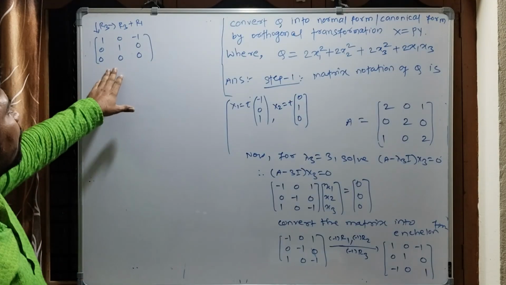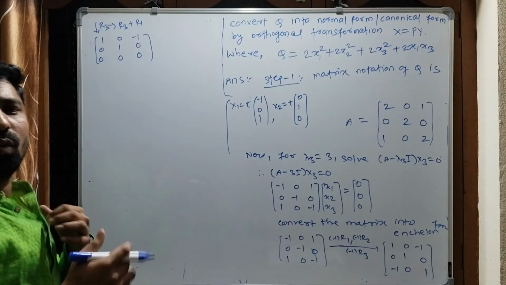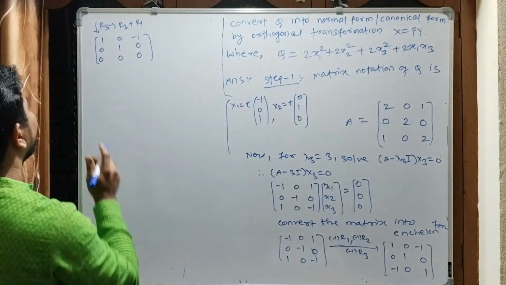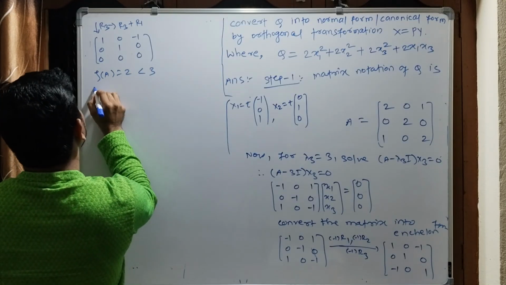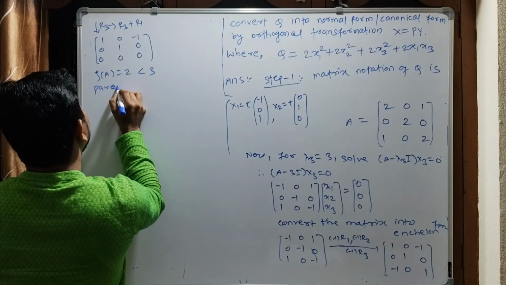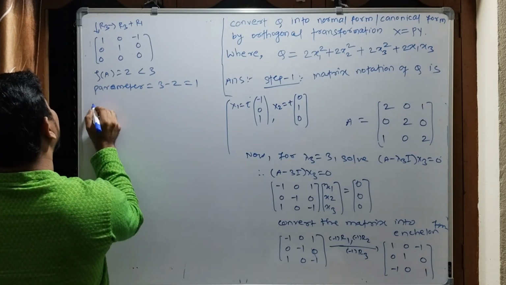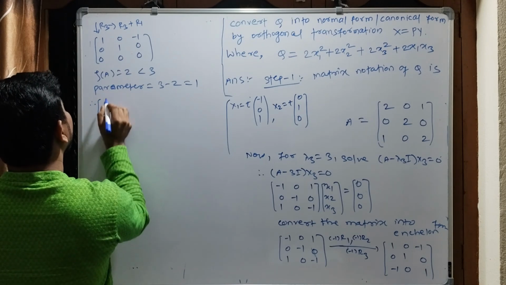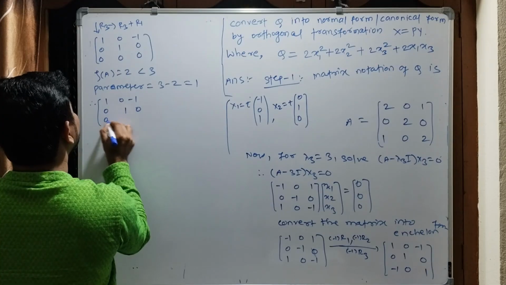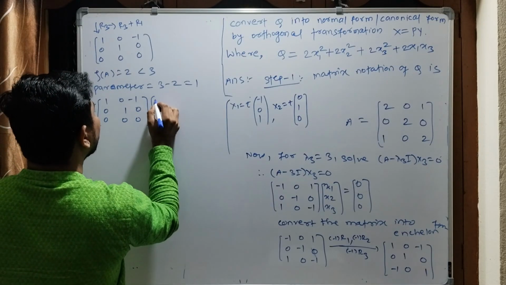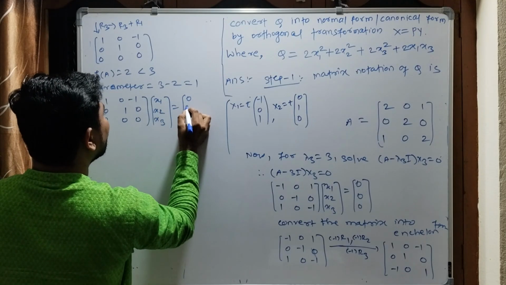Now this is the matrix which is in the echelon form, and the rank of this matrix is 2 and the number of unknowns is 3. So I have to assign one parameter. Therefore rank of A equal to 2, which is less than 3. Therefore the number of parameters equals 3 minus 2, which is equal to 1. Therefore by back substitution, 1 0 -1, 0 1 0, 0 0 0 into x1, x2, x3 is equal to 0 0 0.